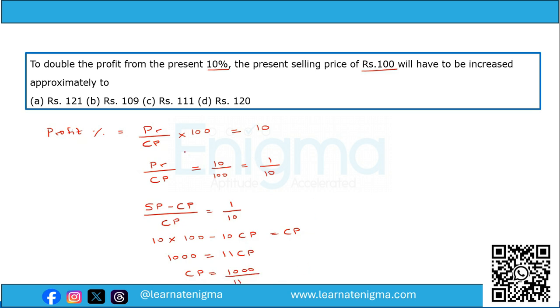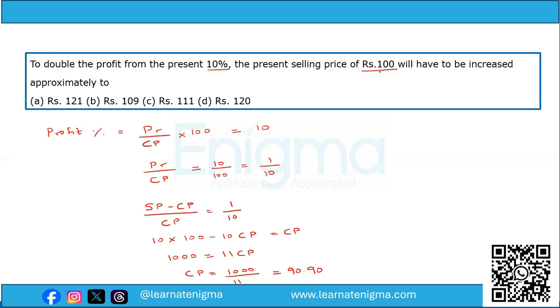Now the question asked is, we want the profit percentage to be doubled. Now when we say profit percentage needs to be doubled, it basically means that profit needs to be doubled as well. Okay. So now if we calculate 1000 upon 11, it comes out to be around 90.90.